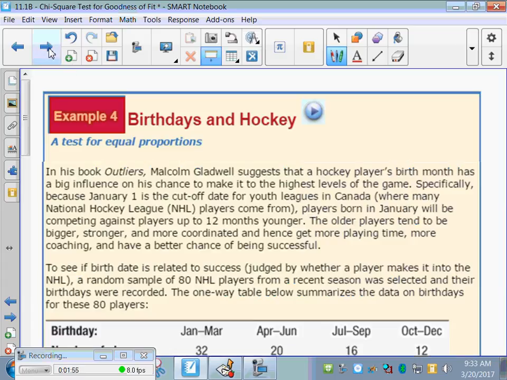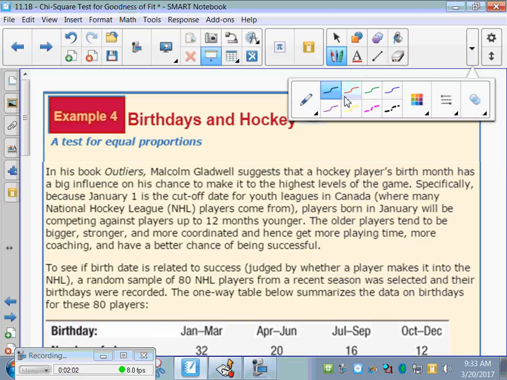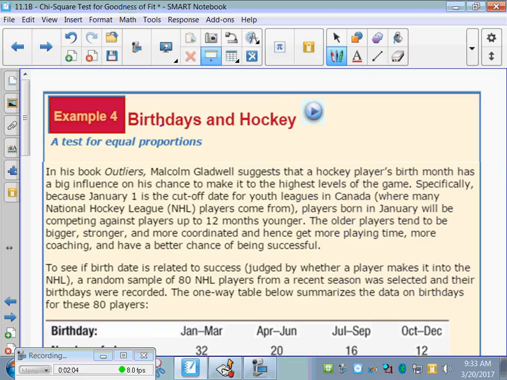All right. Okay, birthdays in hockey. Did anybody read the book Outliers by Malcolm Gladwell? I did. Too bad for you guys. It's good. It's actually really good.